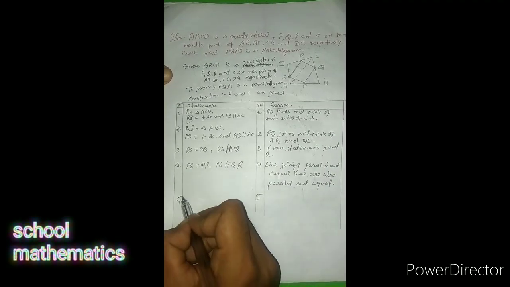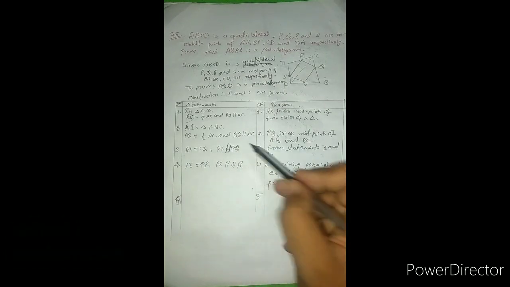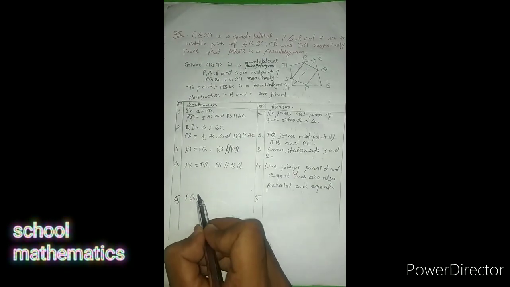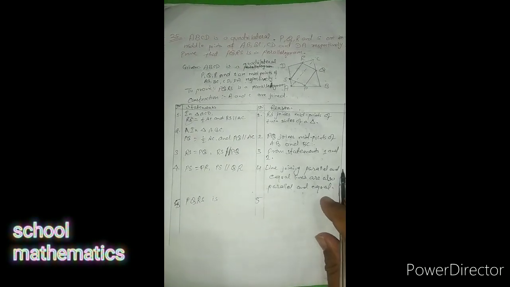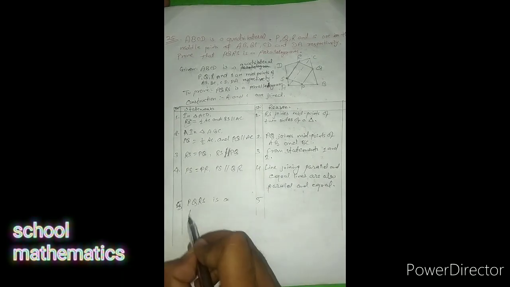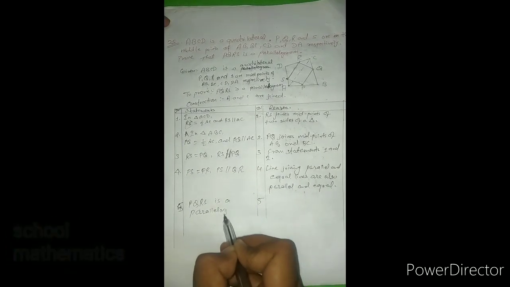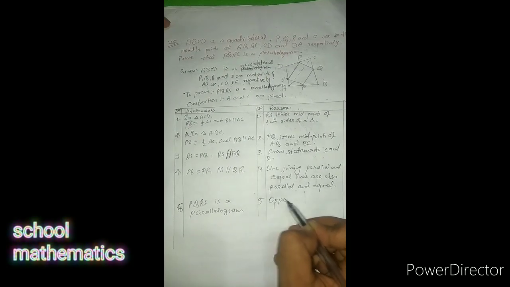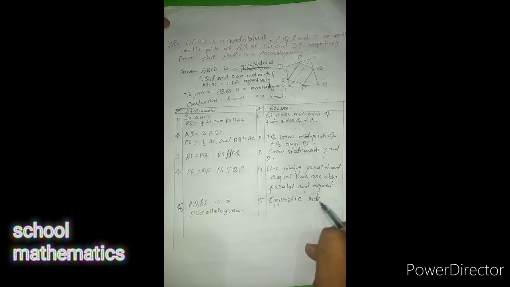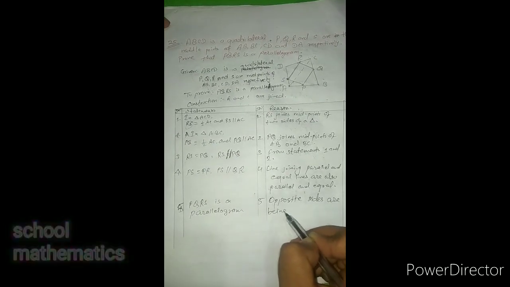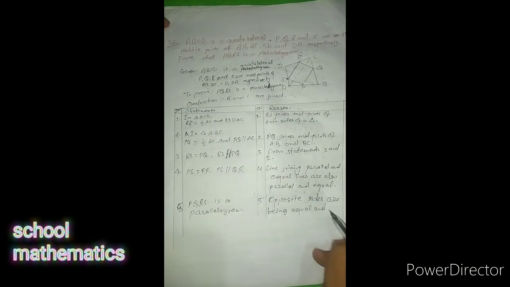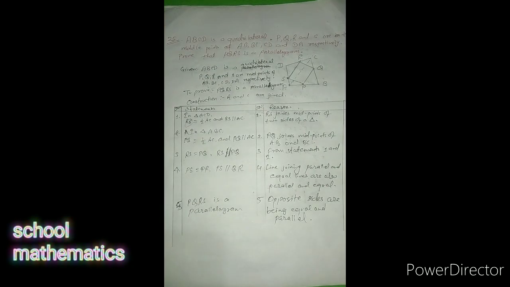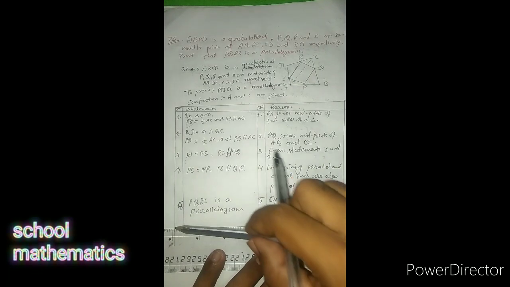Now these opposite sides are equal and also parallel. That is why PQRS is a parallelogram. Opposite sides being equal and parallel, which proves our theorem.